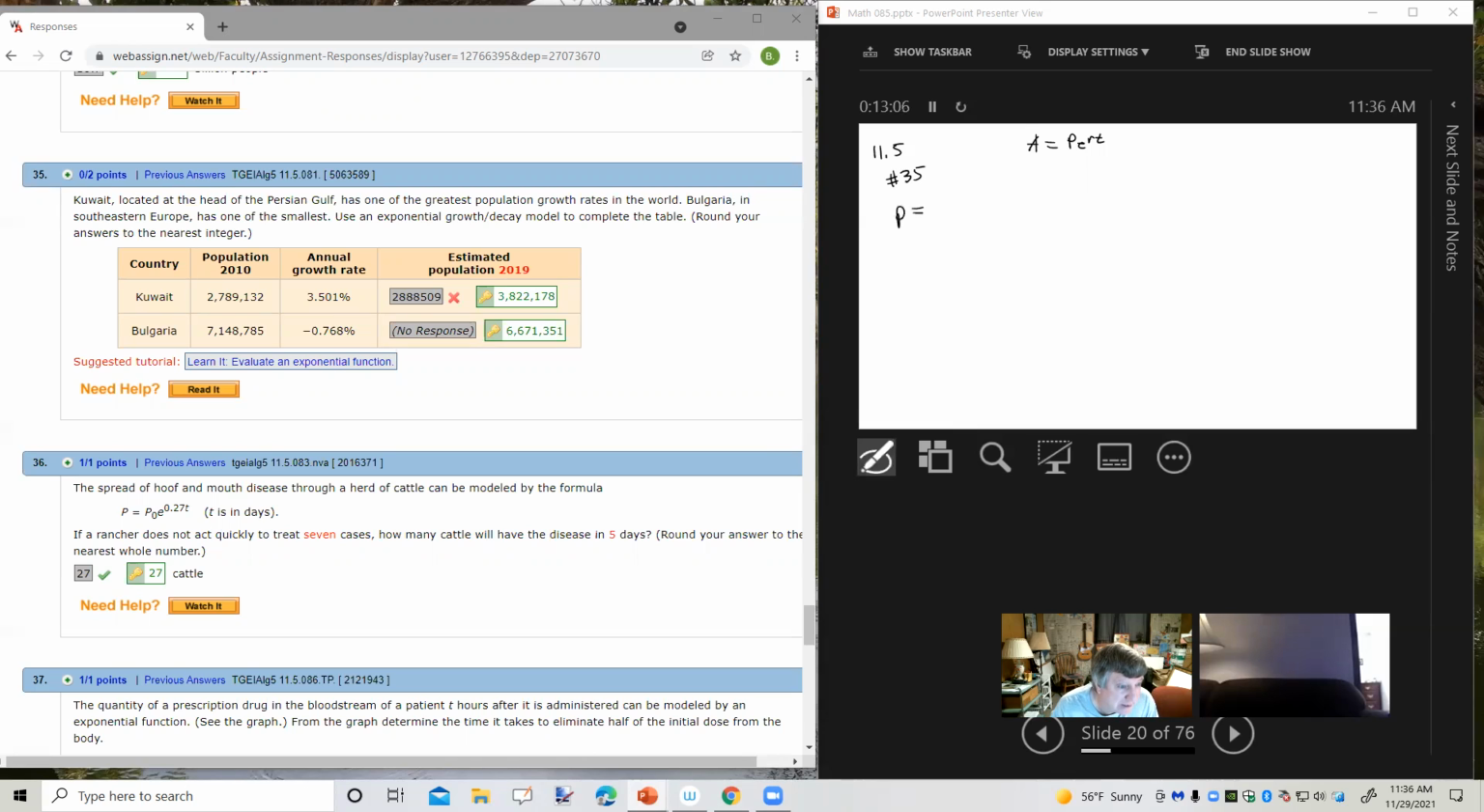So P, the beginning population, is 2,789,132. The annual growth rate, R, is 3.501%, which is 0.03501. Estimated population in 2019, so that's 9 years later. So T would be 9 years.